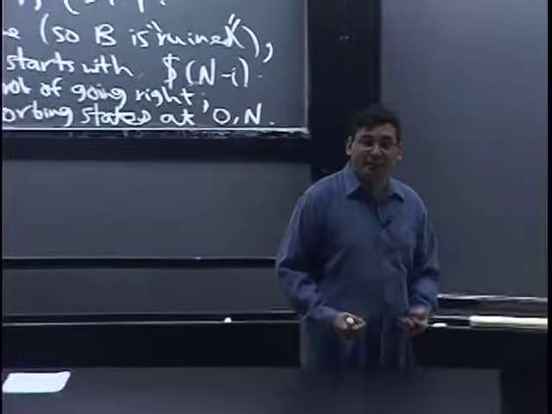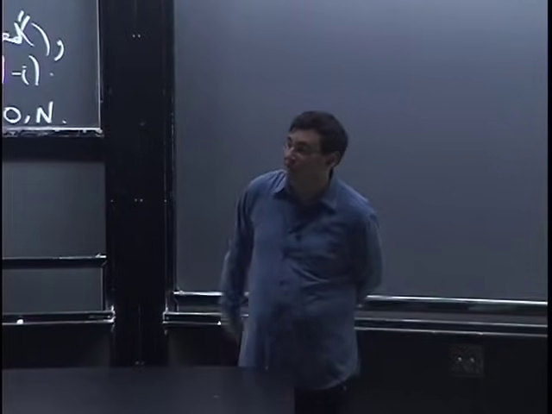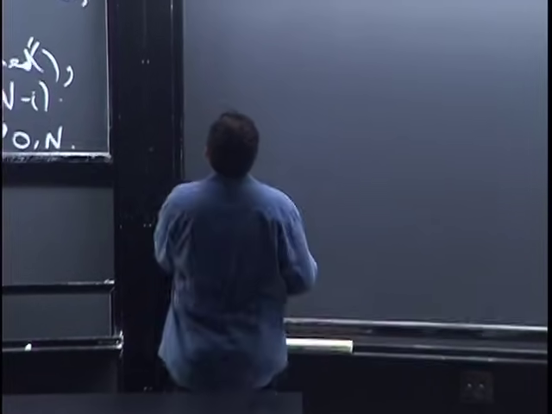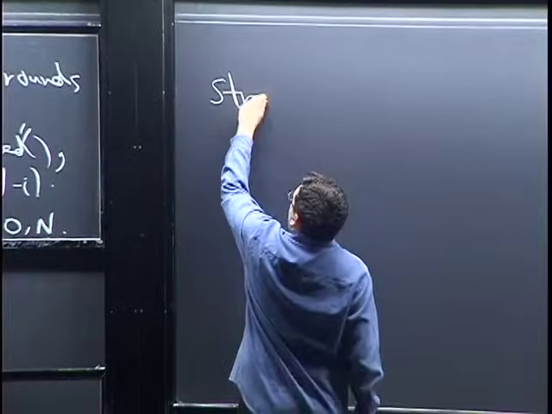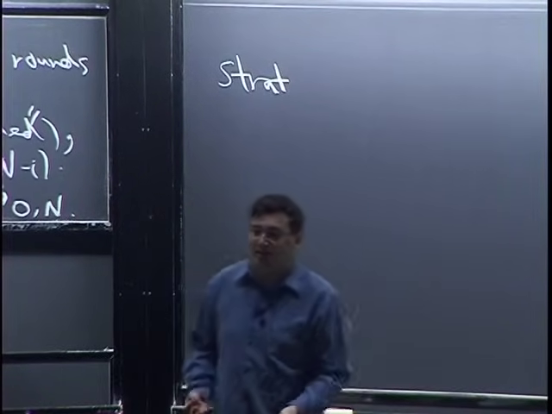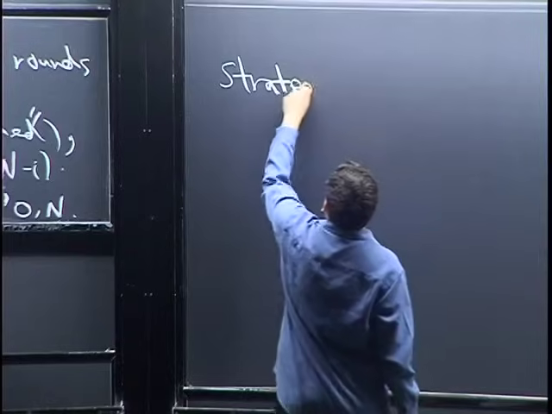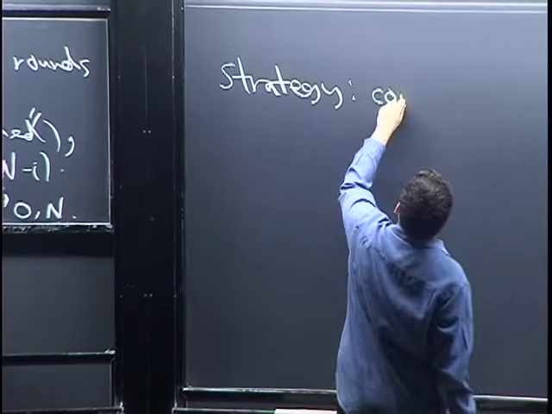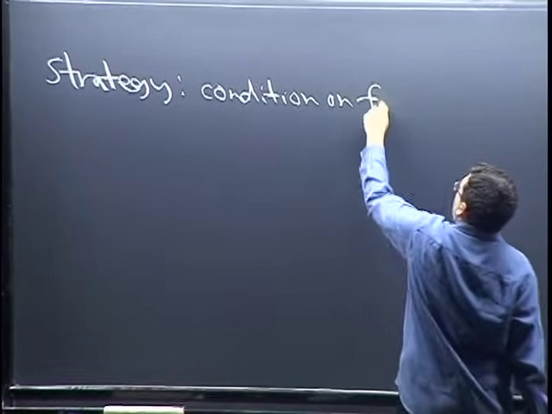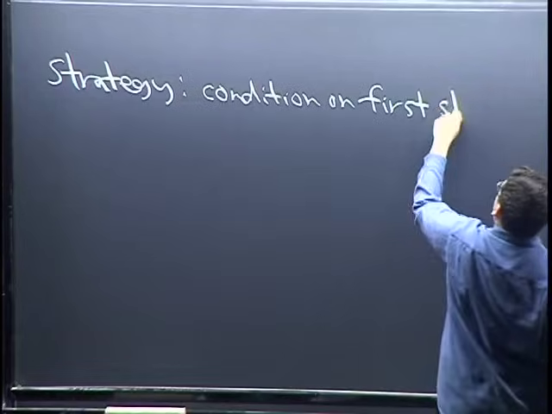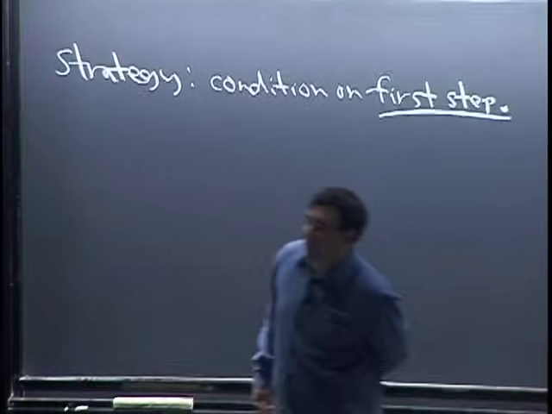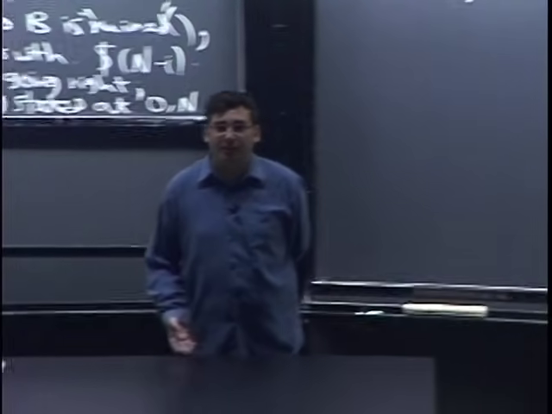So that gives us a hint as to what to condition on. So that's the strategy. The general strategy is we have a complicated problem, we find something to condition on to make it simpler. A more specific strategy here is condition on the first step. So sometimes this is called first step analysis. There are a lot of problems where that's something that's useful to condition on.